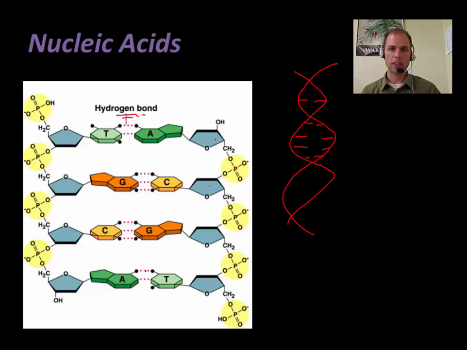Notice again the difference in the hydrogen bonding number. Here we see with our cytosines and guanines 3 hydrogen bonds. With our adenines and thymines, only 2 hydrogen bonds, so a little difference with that as well.